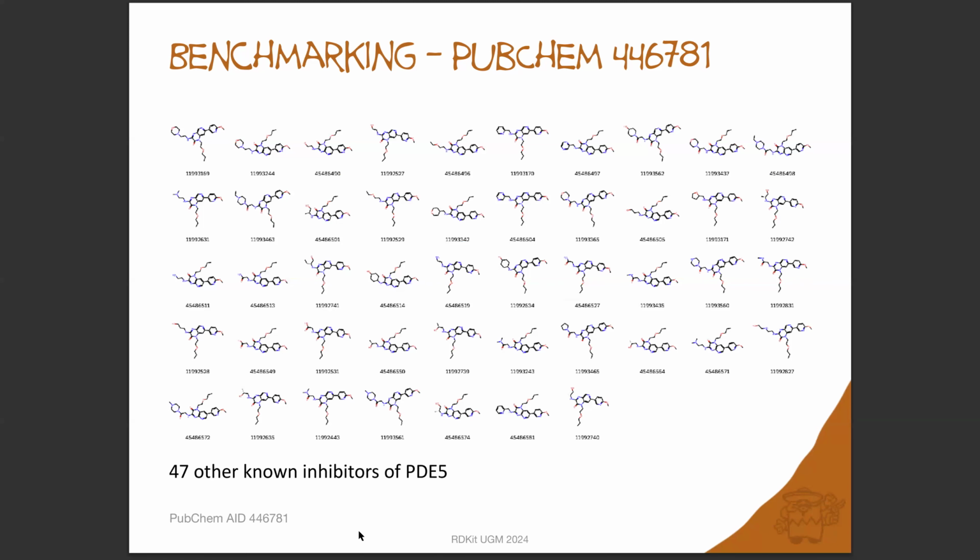So again, we wanted to look at a slightly larger set of molecules just to prove that this holds up. So we took 47 other known inhibitors of PDE5. Appreciate these are a bit small, so you might have to take my word for it. They are quite structurally similar to each other.